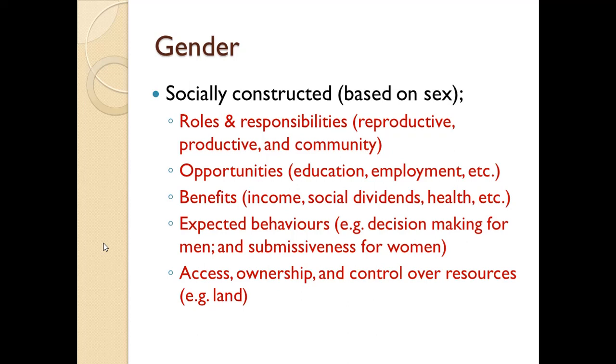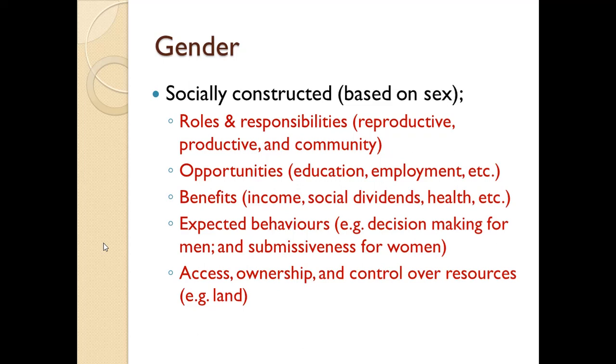So who does reproductive roles, or who does productive roles, or who does community roles at a particular time or a particular location? Who benefits in terms of opportunities, or income, or health, and so on, and the expected behaviors in terms of who makes decisions at household level or community level and any other location, and also looks at the differences in terms of access, ownership, and control over resources.